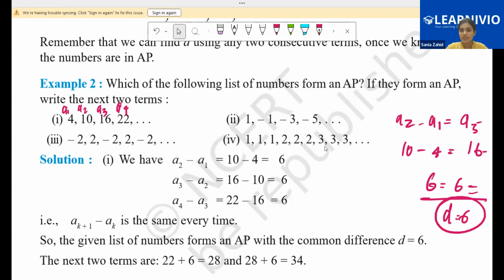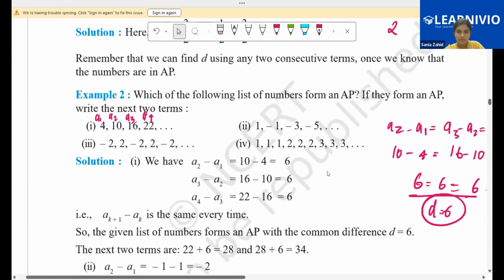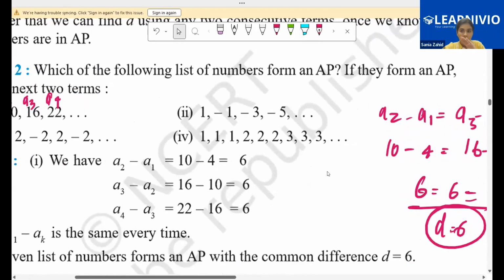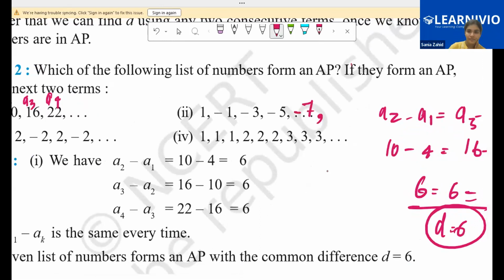So what is the fifth and the sixth term? The fifth term is minus 7, because A5 should be a plus n minus 1 into d. Then 1 plus 4 into minus 2 is equal to 1 minus 8, which is minus 7, and the sixth is minus 9. You should get minus 7 and minus 9. Are you getting that? Yeah. Okay, that's correct. Now we come to the next one.